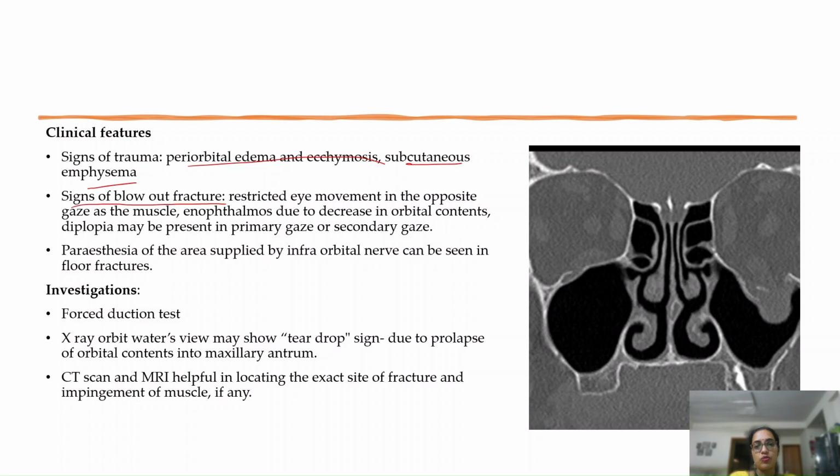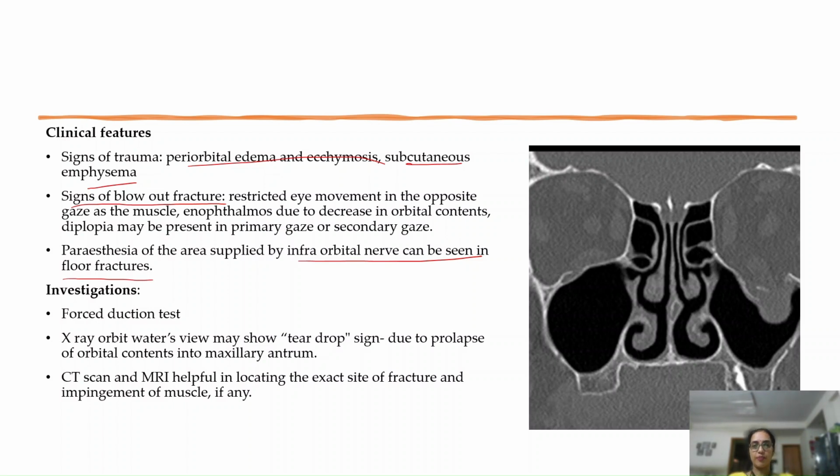You may see enophthalmos, due to decrease in the orbital contents, and diplopia might be present in primary or secondary gaze. Paresthesia of the area supplied by the infraorbital nerve, that is on the cheek, is seen in floor fractures. So what is the forced duction test?